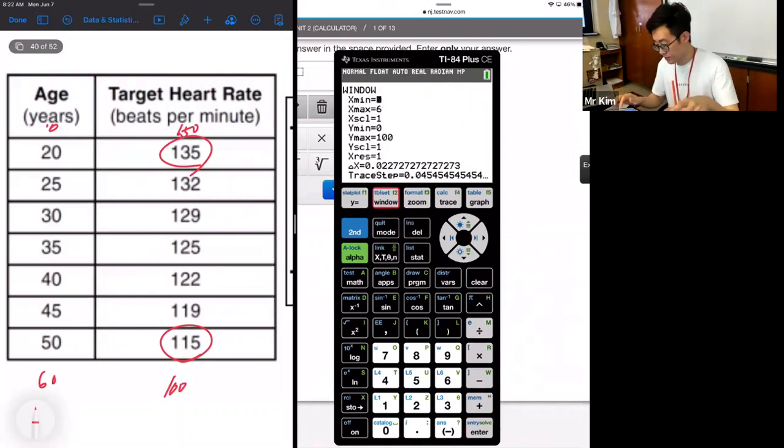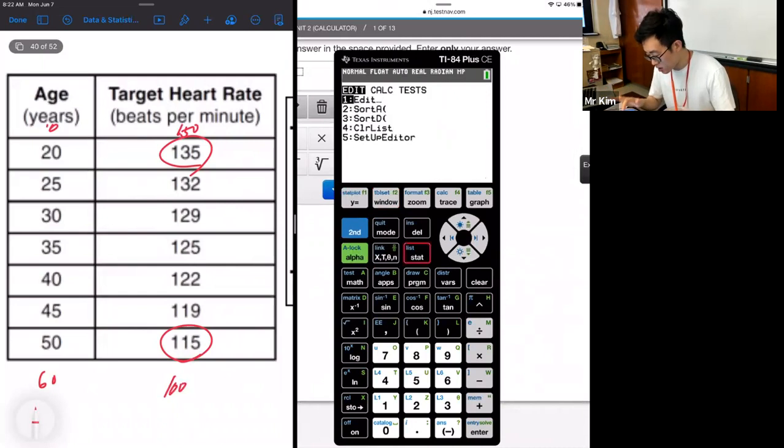Yep. So I got like the actual blocks for it. Yeah, but my mind from the last station. So you got to change that, right? So you got to go to stat, you got to do calc one more time. You got to do linear regression and then do that one more time and then press enter.